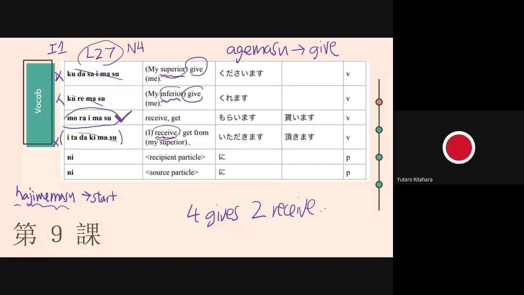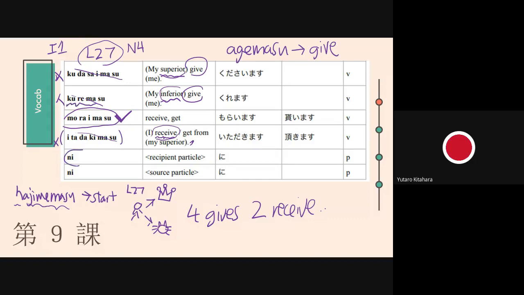There's a difference. What do I mean? I give to the boss. If I draw a crown, a king, and I give to my cat, that's a different kind of gift. This kind of thing is in lesson 27. It's quite interesting. That's why in dramas they like to use kuremasu, kureru. That one is in I1 again.